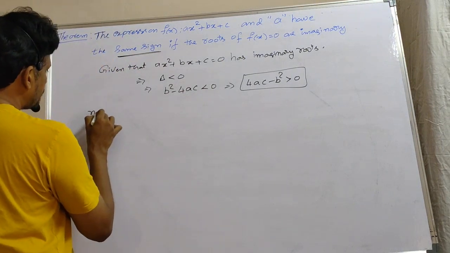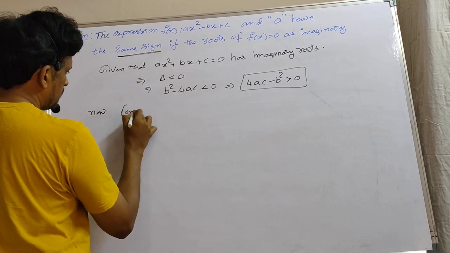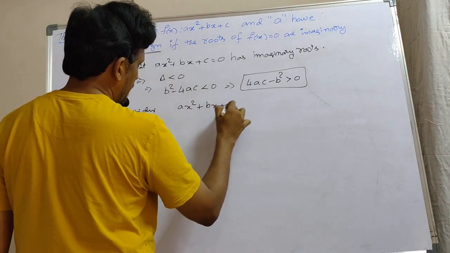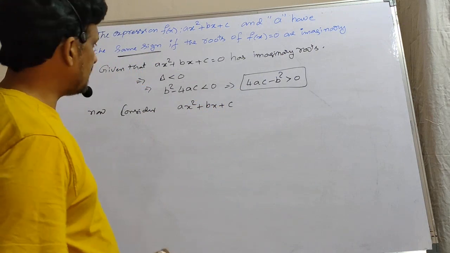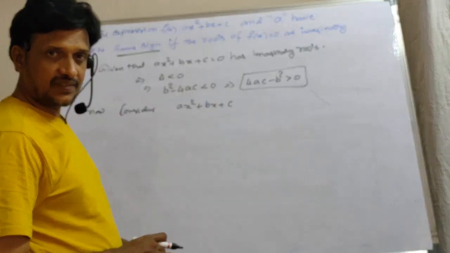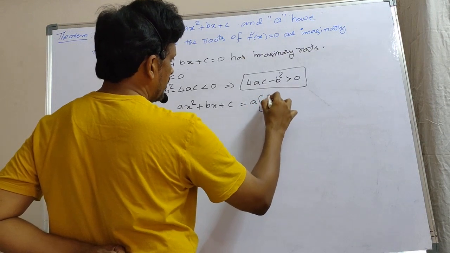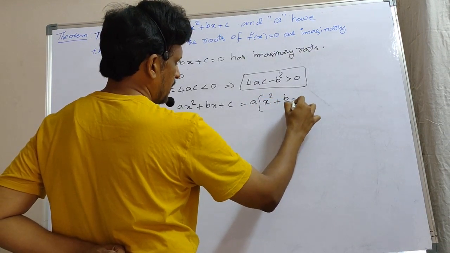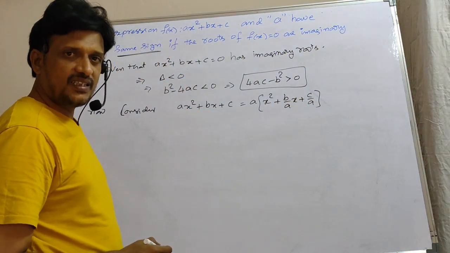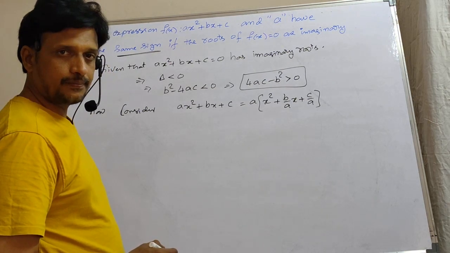And now, consider the given f of x, that is ax square plus bx plus c, the given expression. So now I am writing the simplification like this. By taking a common, you are getting x square plus b by a x plus c by a.